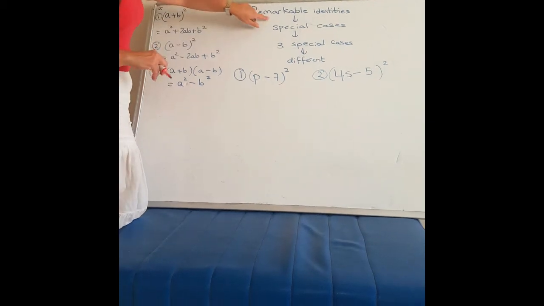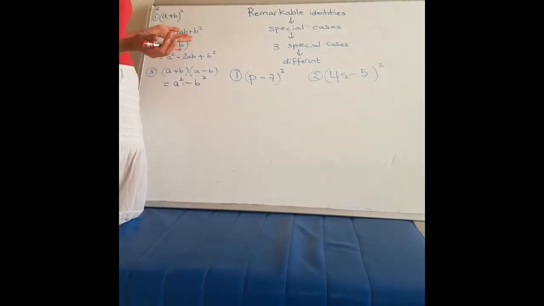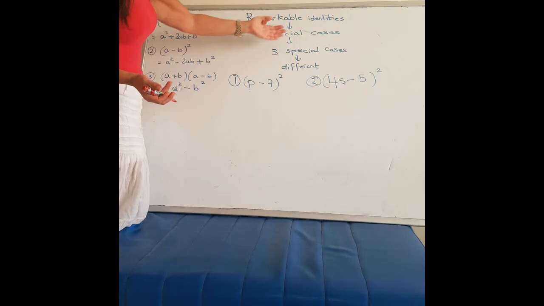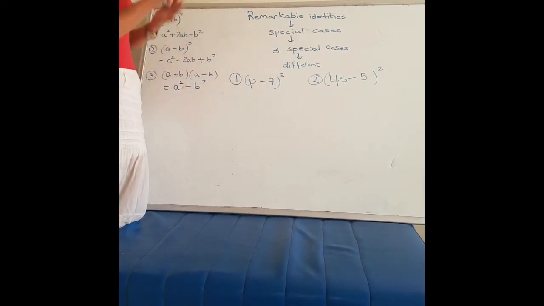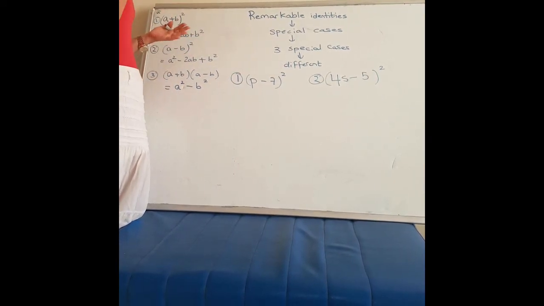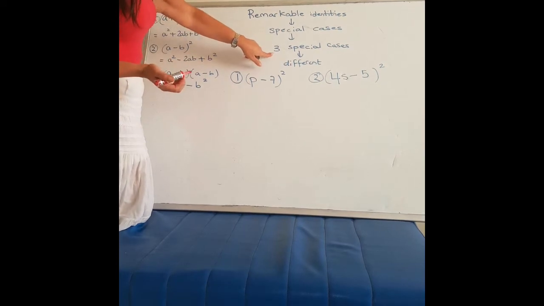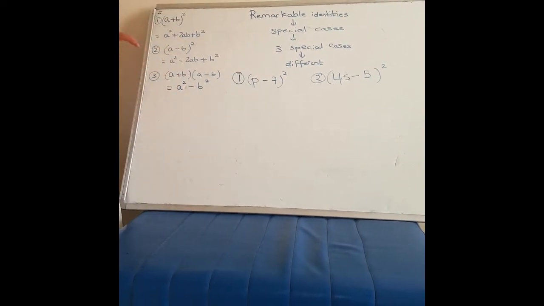Our lesson is remarkable identities. What are remarkable identities? They are special cases. They are different than any other multiplication of binomials. There are three special cases. You need to memorize them.